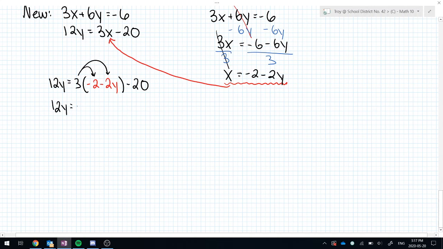So 3 times negative 2 gives me negative 6. 3 times negative 2y is negative 6y minus 20. Collect my like terms. Those are my two like terms, right here and right here. So I'll just move that negative 6y over. And negative 6 minus 20 is going to give me minus 26.